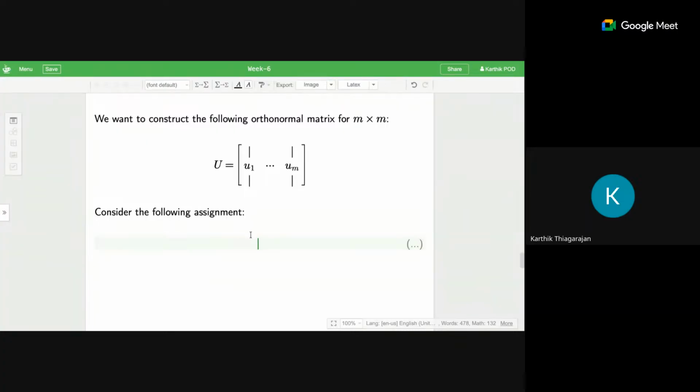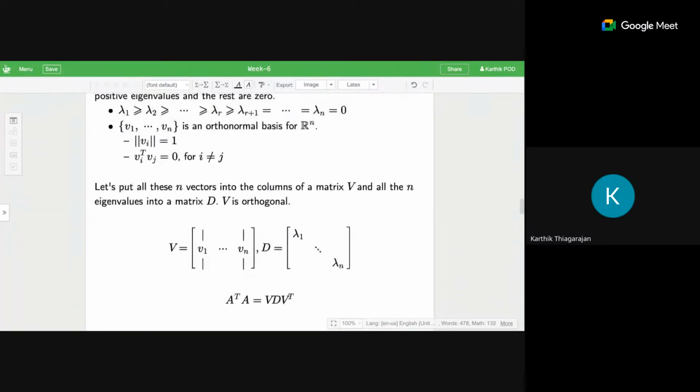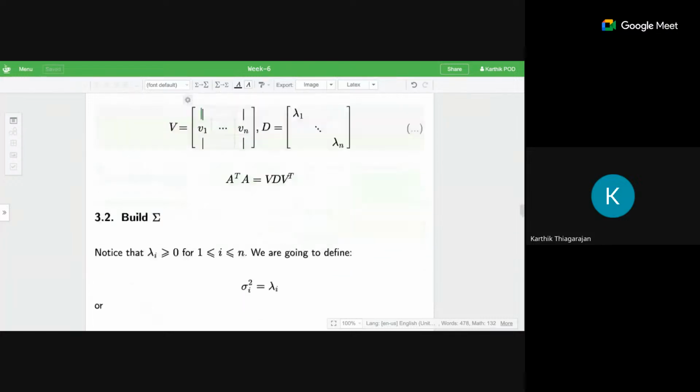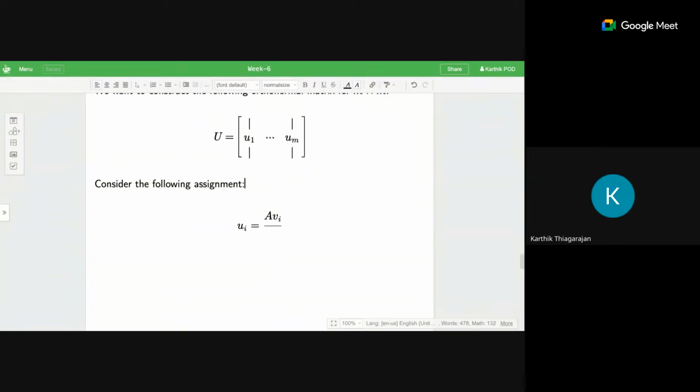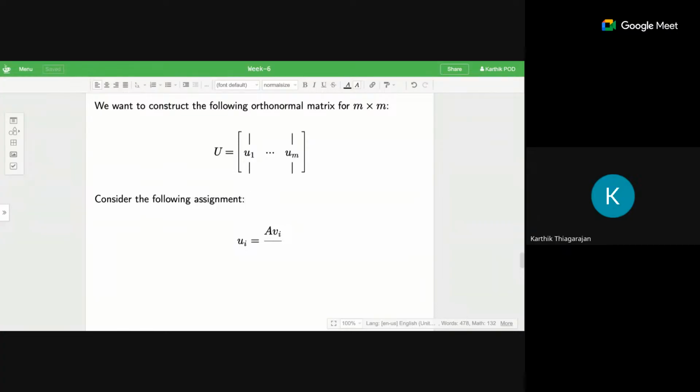Now consider the following assignment. Ui is assigned, and when I say colon equal to, it means that I'm assigning, but you can also have it as just equal to A times Vi. Remember this Vi: whatever Vi we had as the eigenvectors is n dimensional. So you can multiply A and Vi. A is m cross n, Vi is n cross 1. If you multiply them, what will you get? M cross 1. Yes, you will get m cross 1.